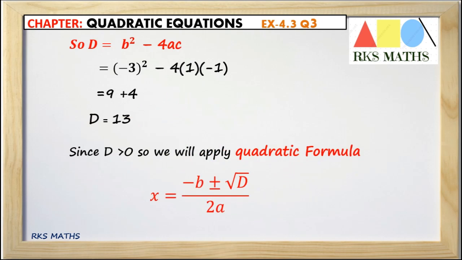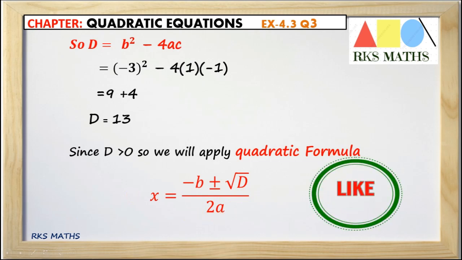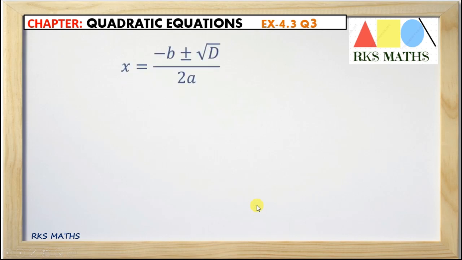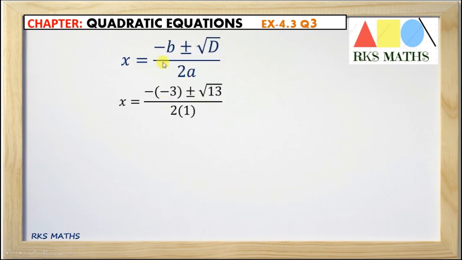So here is the quadratic formula. x is equal to minus b plus minus under root D upon 2a. So students, in the next step we will be putting the value of b, that was minus 3, the value of a, that was 1, and the value of D, that is 13, in the given formula. So putting all the values, this minus is from the formula, and b is minus 3, plus minus under root D, we have calculated 13, upon 2 into 1, as the value of a is 1. After calculating, minus into minus becomes plus, that is 3 plus minus under root 13 upon 2 into 1.